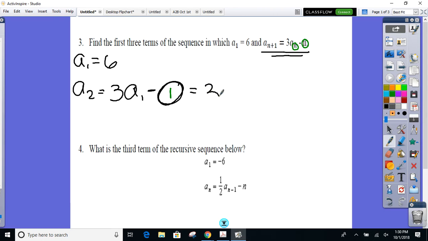So now when you find it, go ahead. What do you want to plug in for? What was the first term? 6 minus 1, so that's 17. How do I find the third term now?